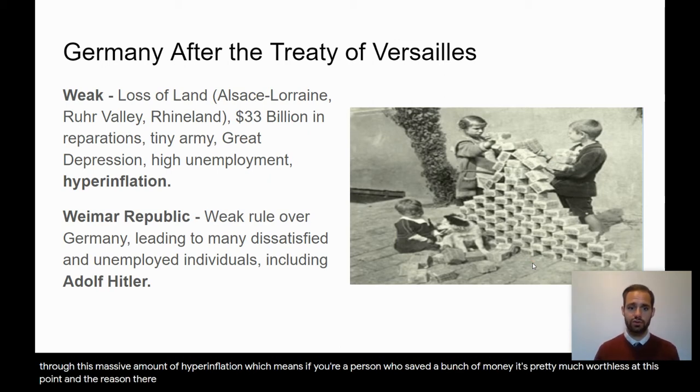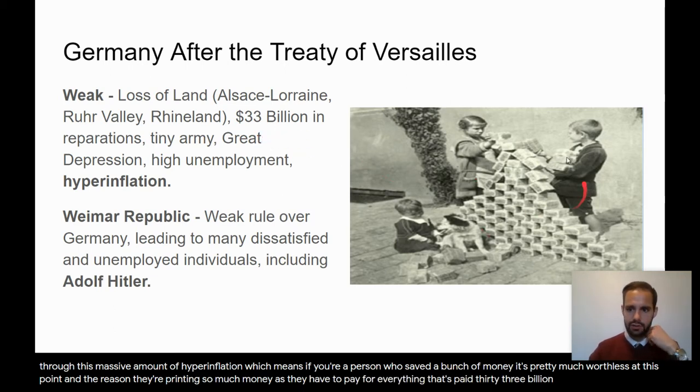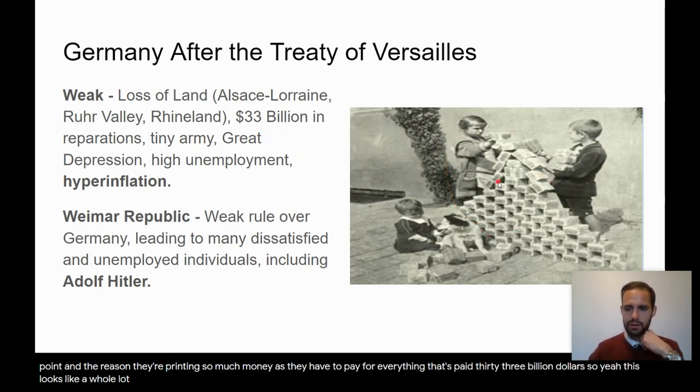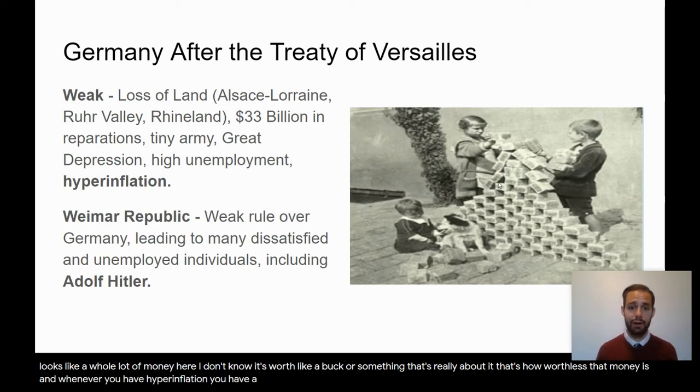And the reason they're printing so much money is they have to pay for everything. They have to pay $33 billion. So yeah, this looks like a whole lot of money here. I don't know, it's worth like a buck or something. That's really about it. That's how worthless that money is. And whenever you have hyperinflation, you have a very, very bad and weak economy.